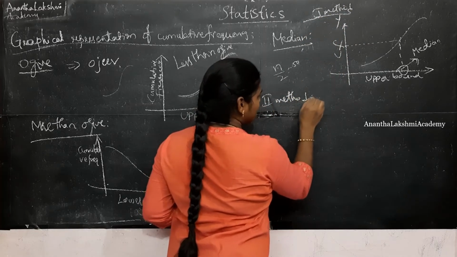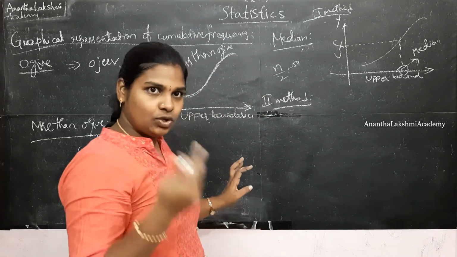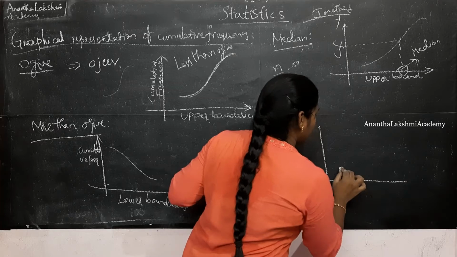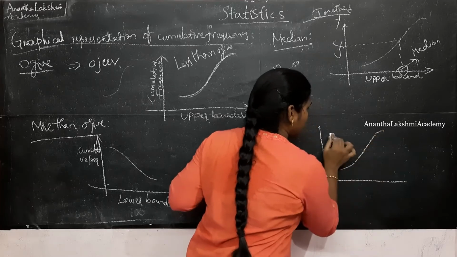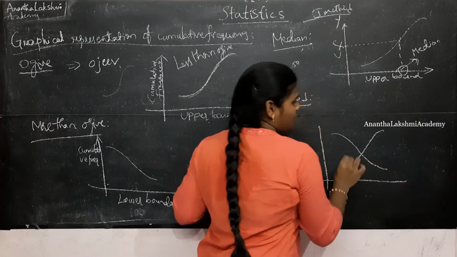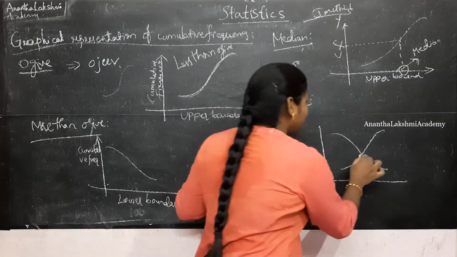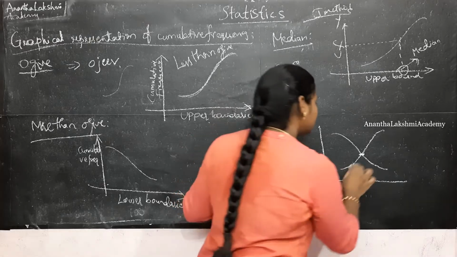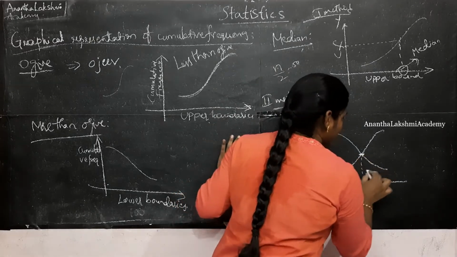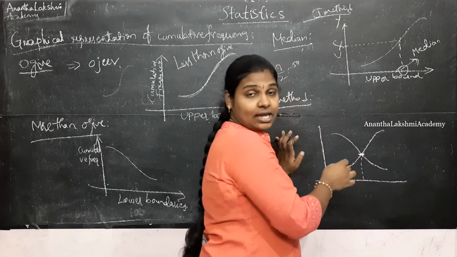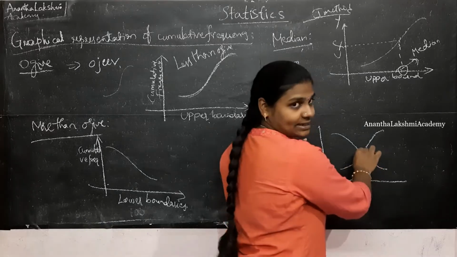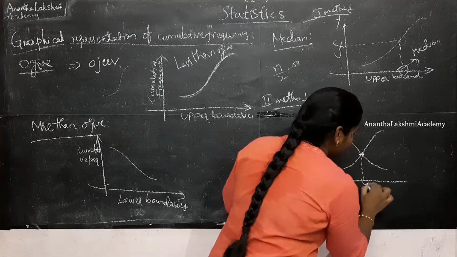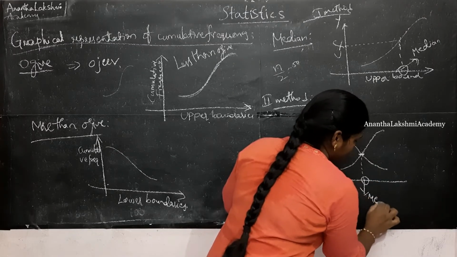The second method is, I told you there are two ogives. So if you draw the less than ogive and the more than ogive in a single graph, then the point of intersection of those two curves is the point from which, if you draw a perpendicular to the x-axis, you get the median.